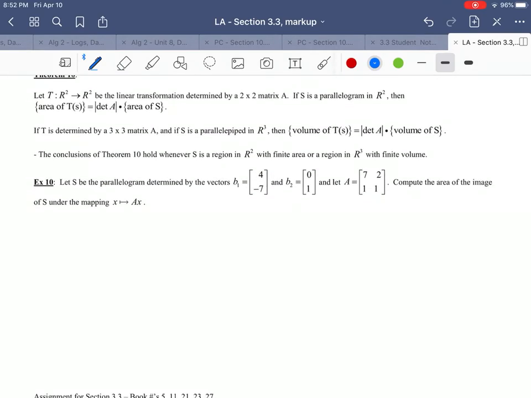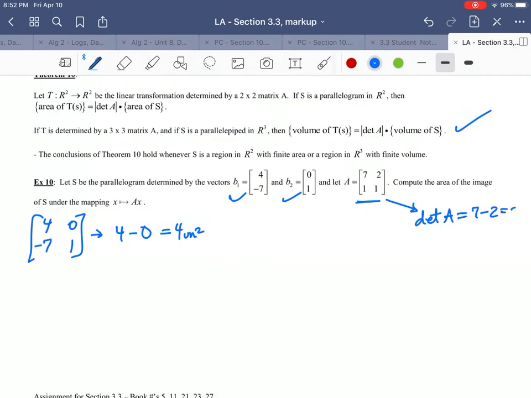All right, it's also talking about it up here too. So we have a parallelogram with these two vectors. It's kind of like the first example we did in this part, and we have this transformation right there. So let's do what we know before. If you had 4, -7, and 0, 1, you had that parallelogram. If you did the determinant of this matrix, you would get 4 minus nothing, you get 4. So that would be the area of the original parallelogram, so 4 units squared. If I look at this transformation matrix and do the determinant of A, I would get 7 minus 2, so that'd be 5.